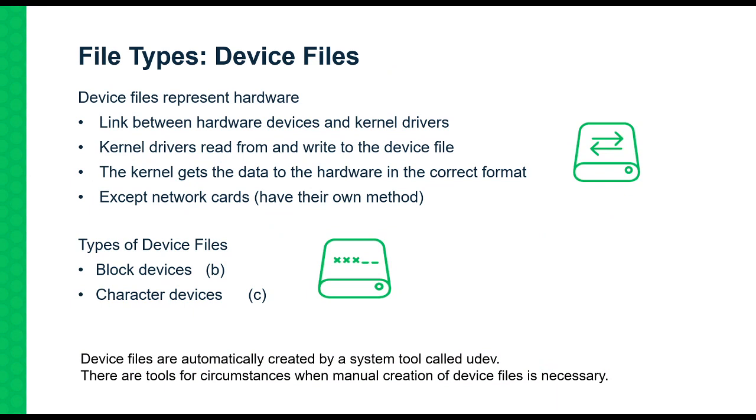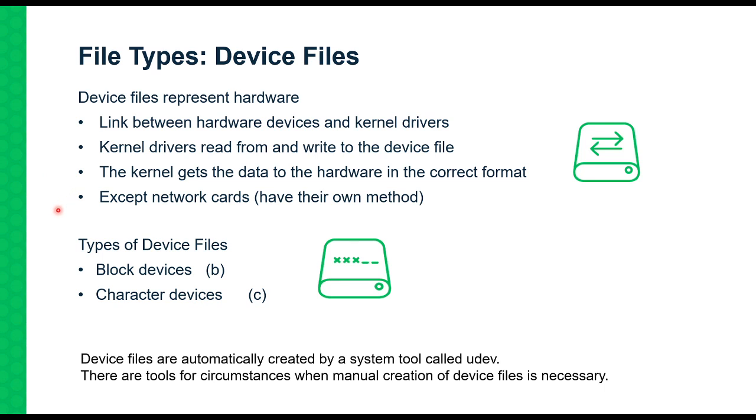So what do device files do? Device files represent hardware. So this is the link between hardware devices and the kernel drivers. Kernel drivers read from and write to the device file. The kernel gets the data to the hardware in a correct format. So our kernel acts as the interpreter to interpret our instructions for the hardware devices to understand what we expect from them. Then when we refer to network cards, they have their own method of communication.